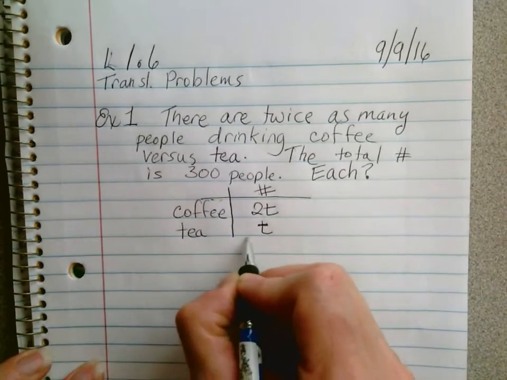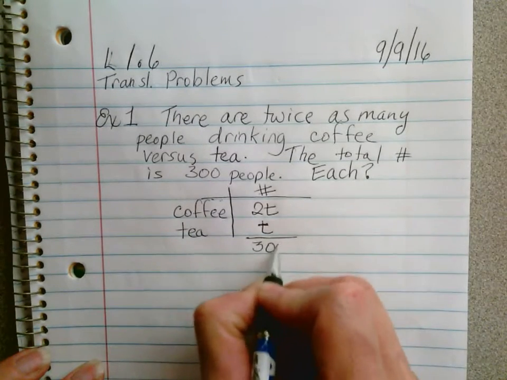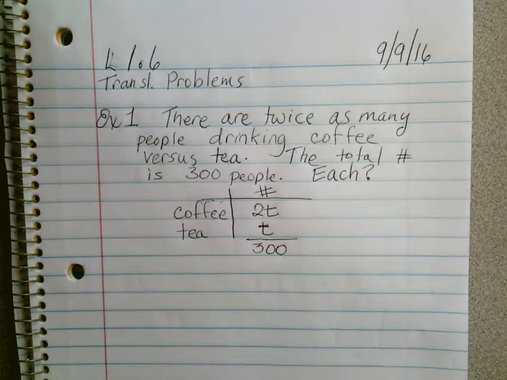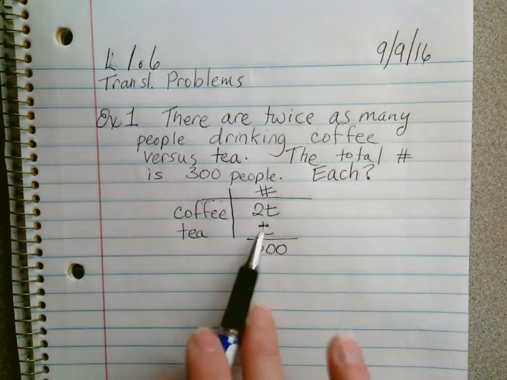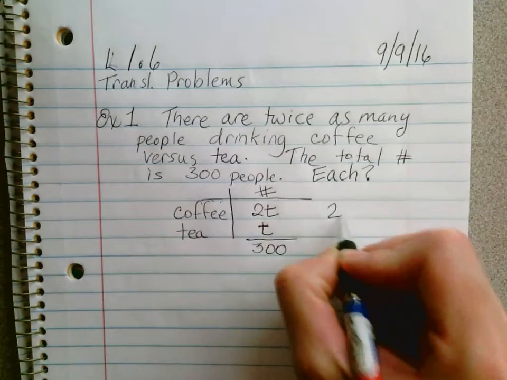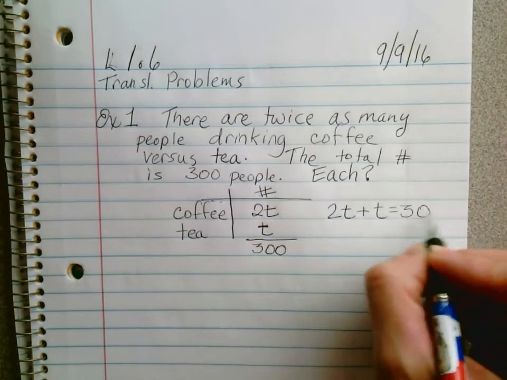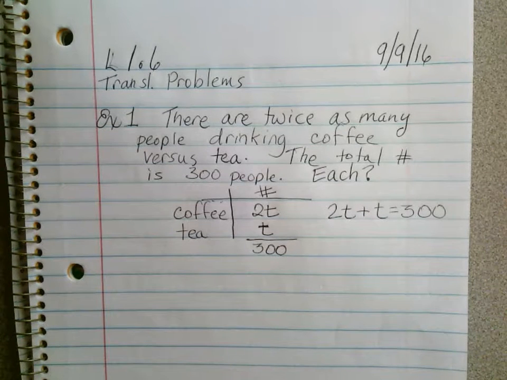Now, the sum of the coffee drinkers and the tea drinkers is 300 people. Okay? Again, we're not solving it, but we are building an equation that would allow us to do so. Based on the data we've established, an equation of 2T plus T equals 300 is exactly what they're looking for. I bet you could probably tell me how many in each, right?